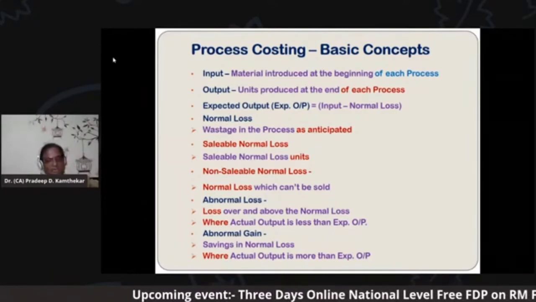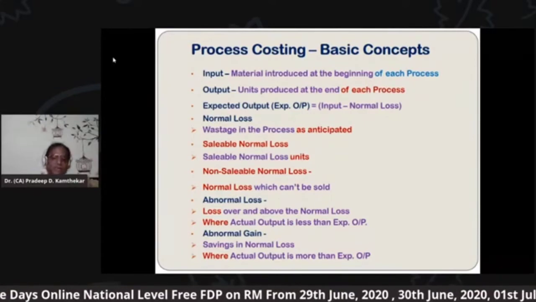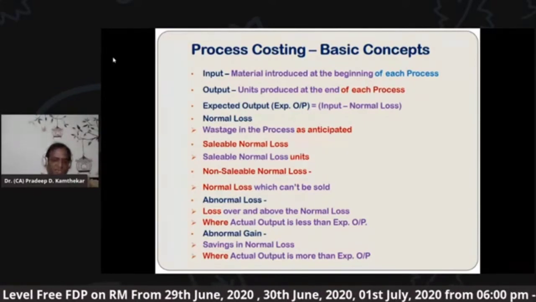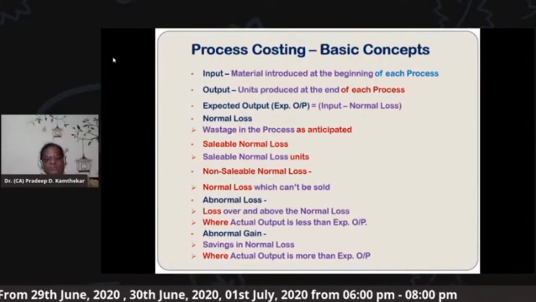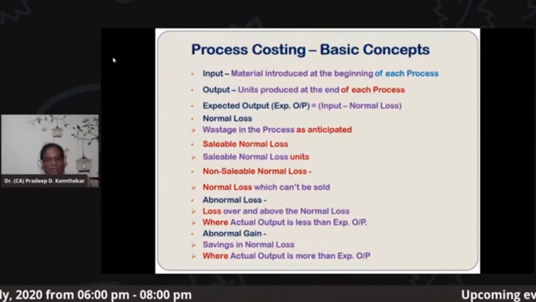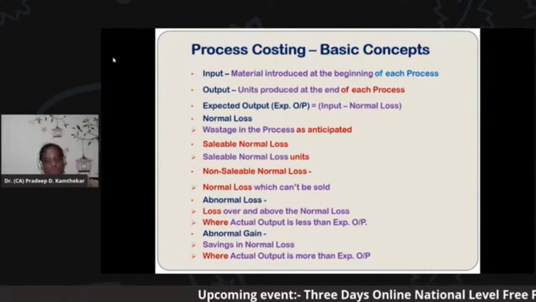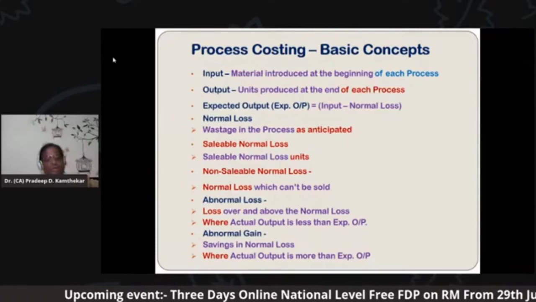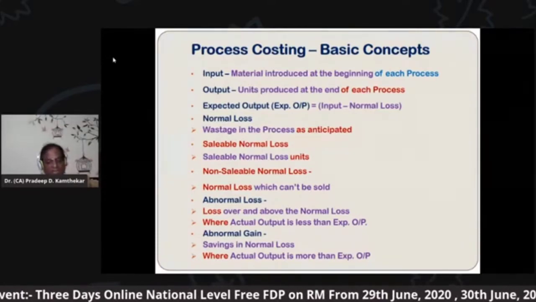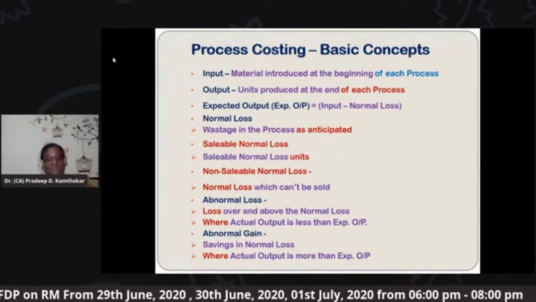For example, input was 10,000 kilograms, 500 kilograms we expected to be lost, that was normal wastage. So our expected output was 10,000 minus 500, 9,500. But when actual production took place, we came to know that 9,600 is the output. So actual loss is not 500, it is 400. So normal loss of 500 is reduced to 400, so 100 units of normal loss is reduced.